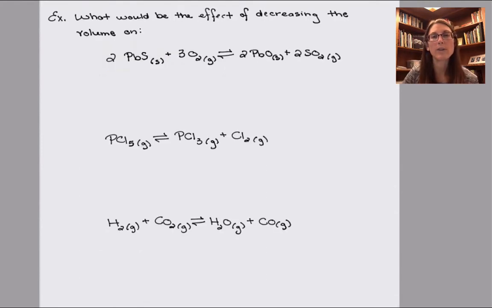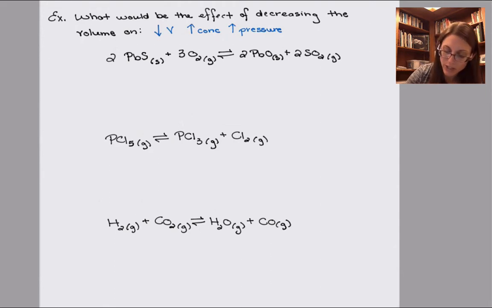So what would be the effect of decreasing the volume on each of these three reactions? So again, remember, if you decrease the volume that a gas is in, you're going to increase the concentration. And you would also, if you're working with a Kp value, be increasing the pressure. Those particles would be in a smaller container and they'd be hitting the walls of the container more often. And just like before, where I said, let's come back to our reaction quotient, we need to come back to the reaction quotient expression here as well.